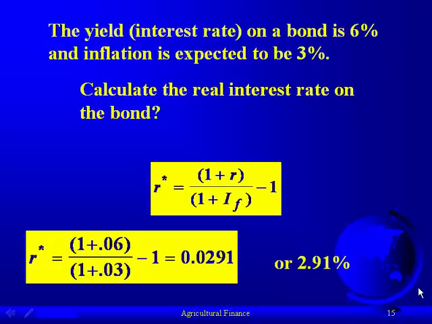So if the yield on the bond is 6%, it's 1 plus 0.06 divided by 1 plus the inflation rate, which we said was 3%. We do the arithmetic, and we see that it comes out to 2.91%. On the other hand, if we had used the quick and dirty method, we would have said the real rate was approximately what? 3%. But the true rate, as we see here, is 2.91%, which accounts for their interaction. So in this class, I expect you to be precise. You have your calculators, you've got the formula.